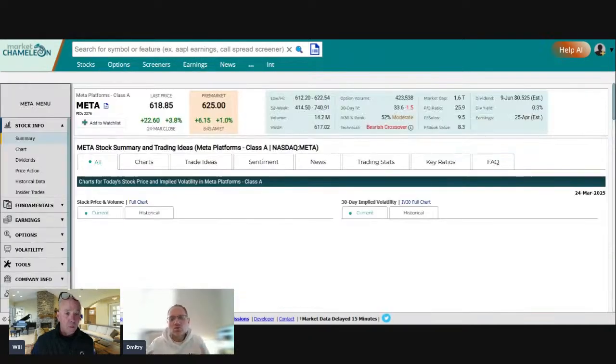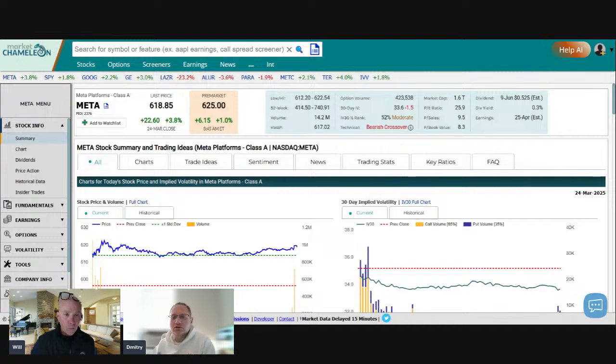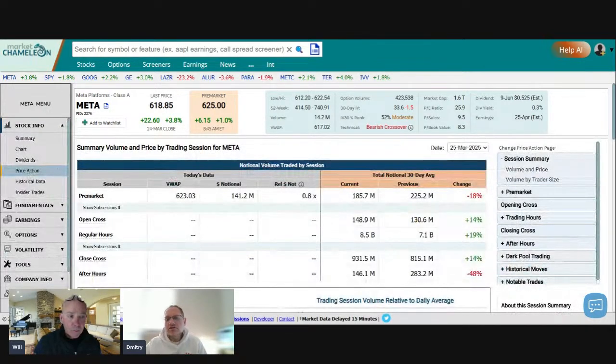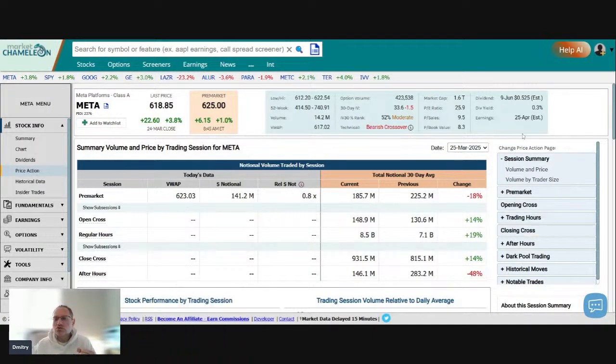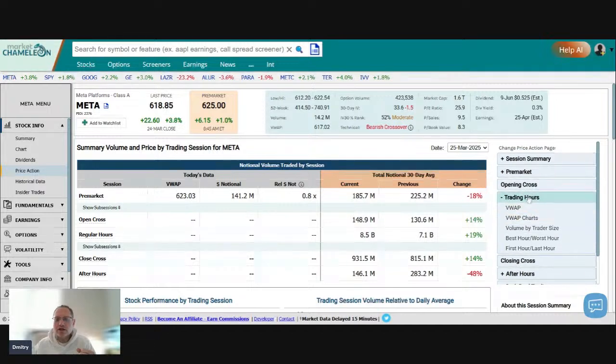When we hit that, we come to this Meta summary page, and on the left-hand side, we have this menu. Click on price action. And then we come to another summary page showing us the price action. To get to the table that we want, go to the right-hand side here under trading hours. We're going to hit VWAP table.